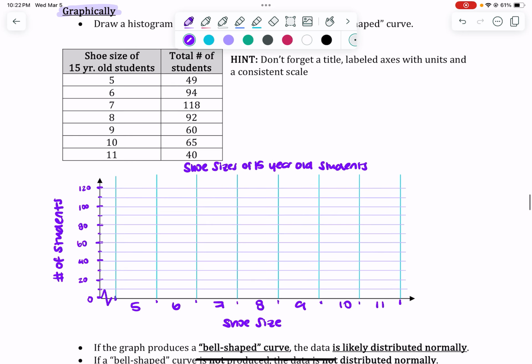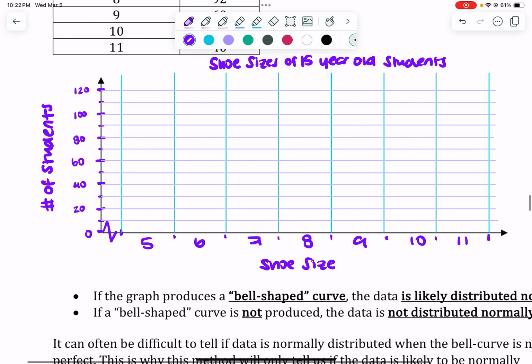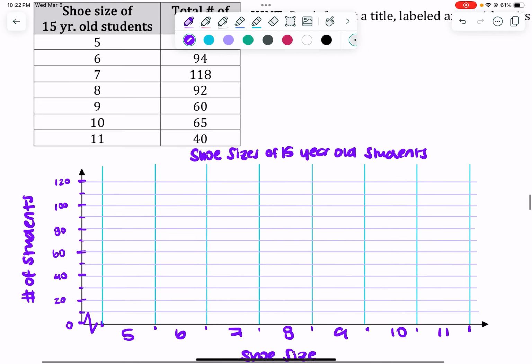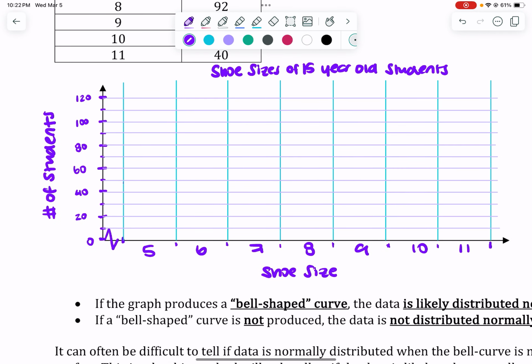So we had student shoe sizes of 15-year-olds, as well as the number of students that wore each shoe size. We started creating this histogram, but we didn't quite finish. So I'm going to go ahead and do that with you now. So under the shoe size of 5, there was 49 students. And that rectangular bar that I'm making should be just under that 50 point. And so that it's clear, I'm also going to label it 49. I'm going to do that for every single value.